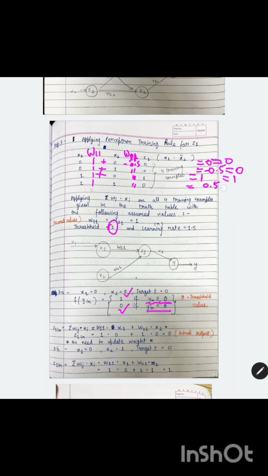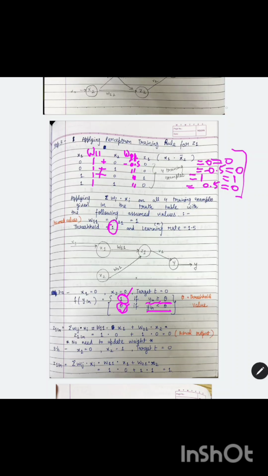Is it less than 1? Yes, so the output is 0. So we get the final answer as 0, 0, 1, 0, based on the comparison that we made to theta. If it is greater than or equal to theta, the output will be 1. If it is less than theta, the output will be 0. What is theta? The theta value is 1.